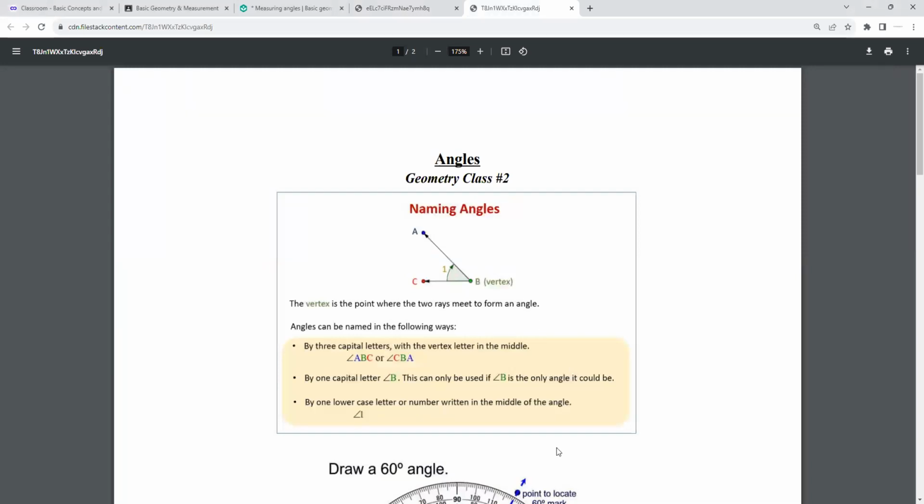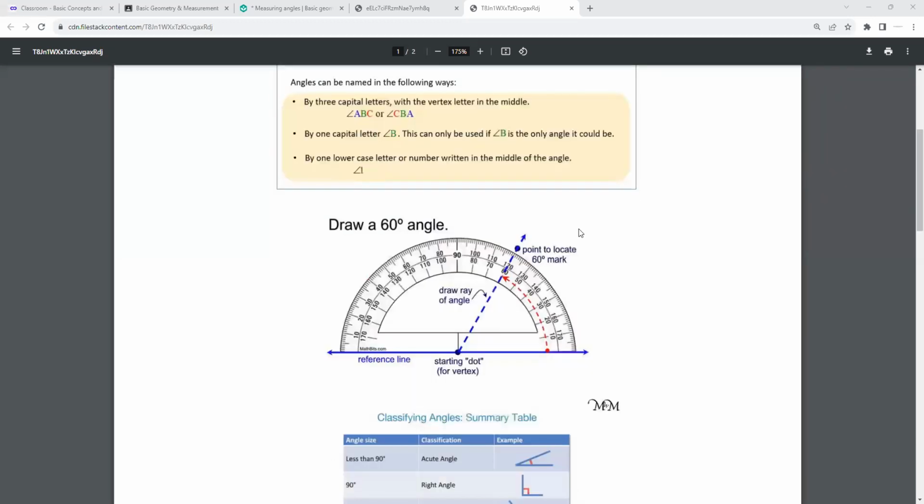So when you name angles, name them along the lines: ABC, CBA. The vertex is where they meet. You can name an angle by its vertex or by a number, if there's a number there. So you would never name this angle ACB or CAB. You go along the lines of the angles.